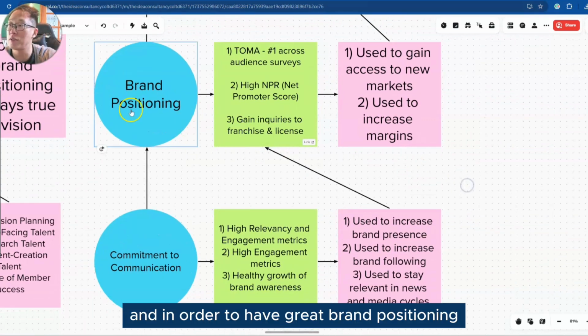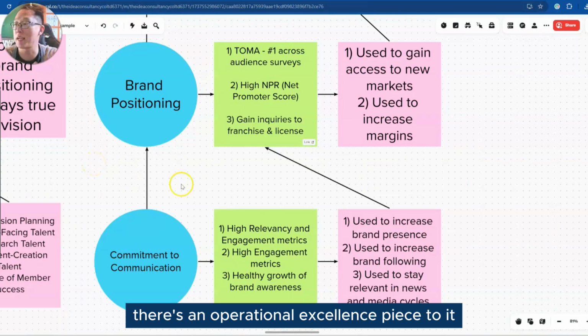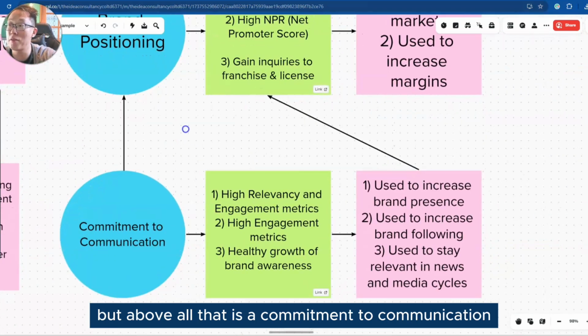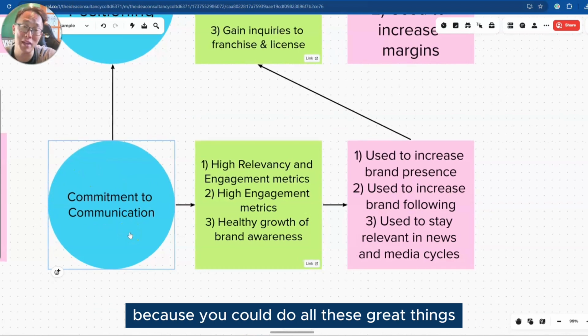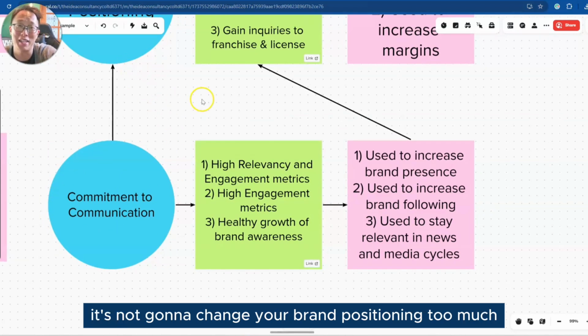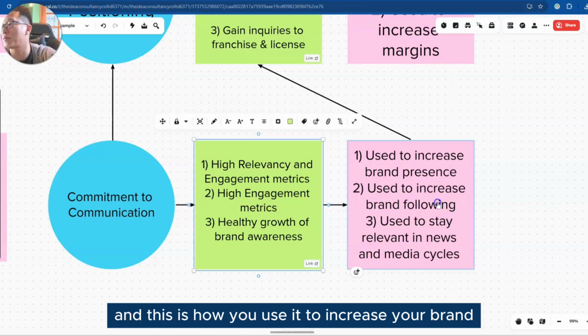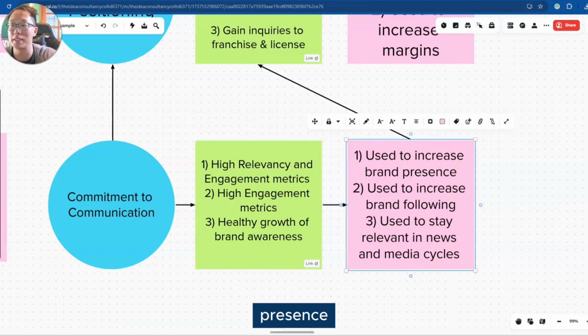And in order to have great brand positioning, there's an operational excellence piece to it. But above all that is a commitment to communication, because you could do all these great things, but if you don't tell anybody anything, it's not going to change your brand positioning too much. So this is how we would measure it, and this is how you use it to increase your brand presence.